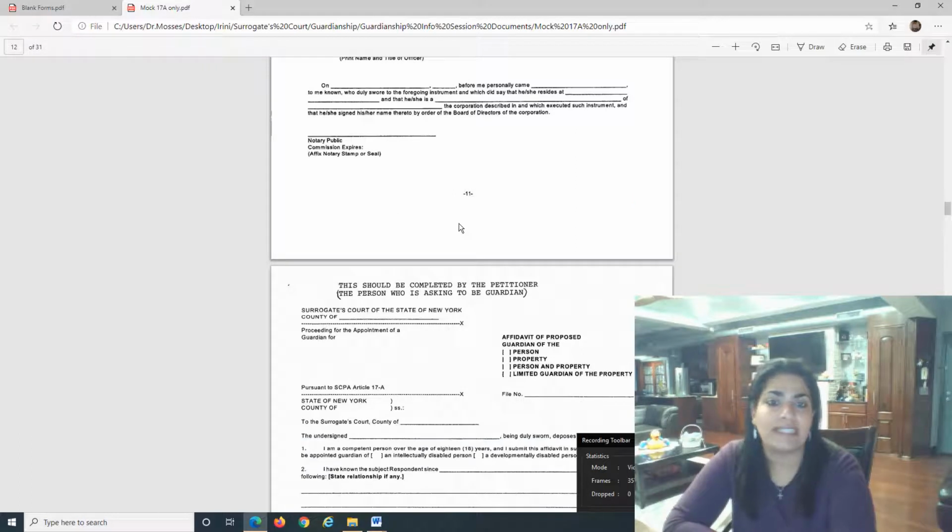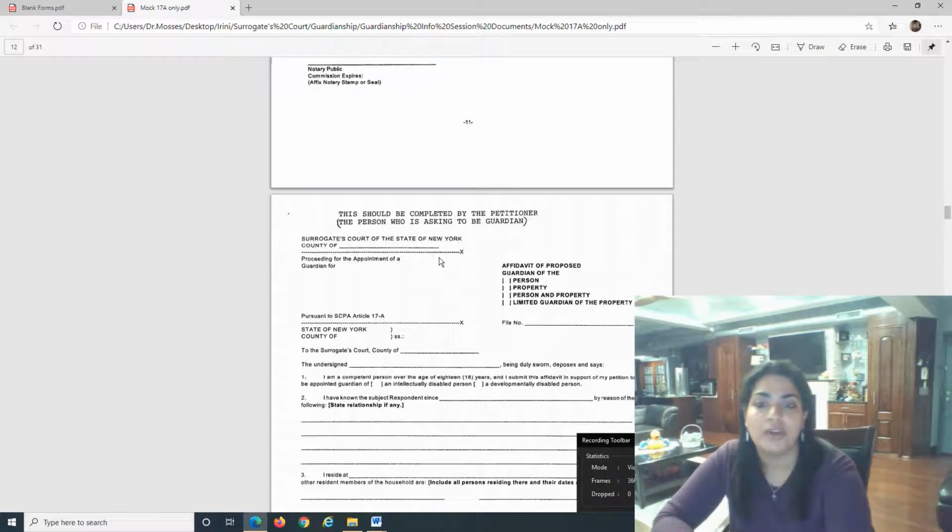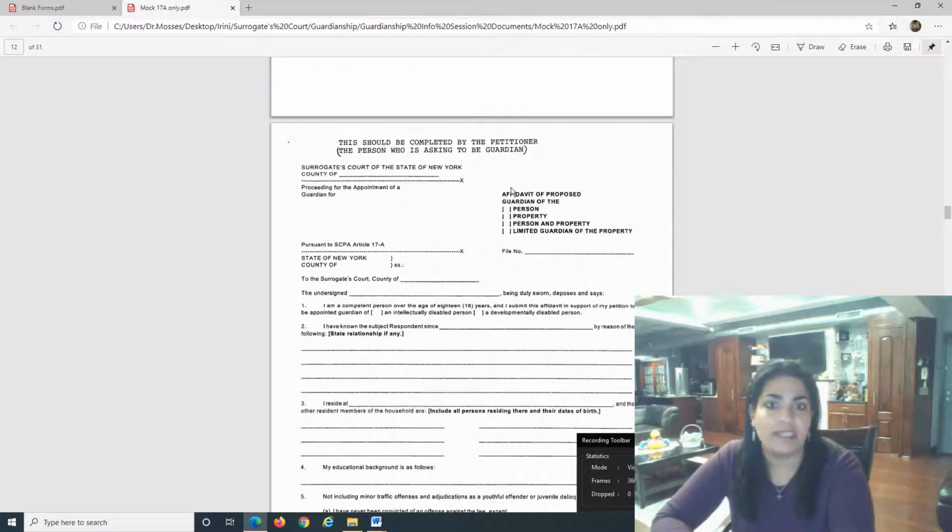Okay, so that takes care of the petition. That was the longest of all the paperwork. So if you've made it this far, take a deep breath. It's okay. The rest of the documents will certainly not be as detailed or involved. Okay, so next document is the affidavit of proposed guardian of the, again, person.